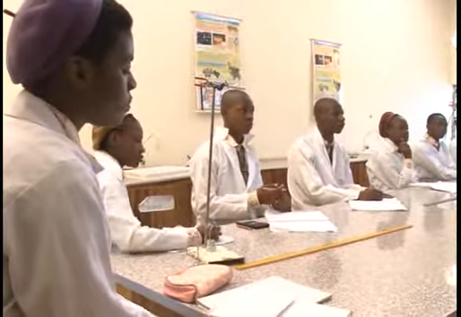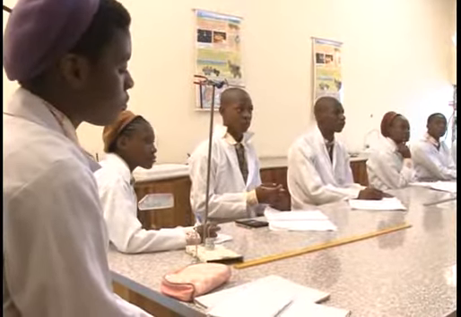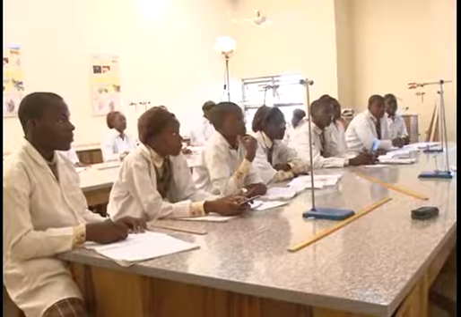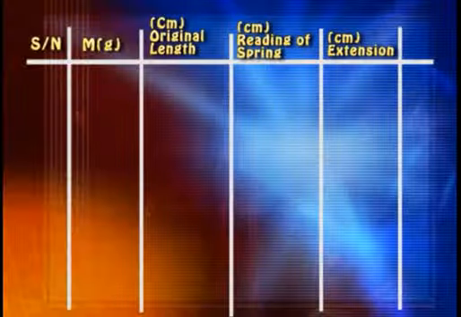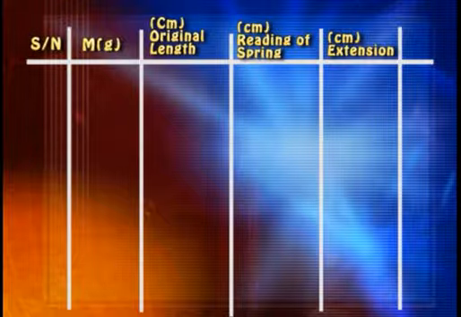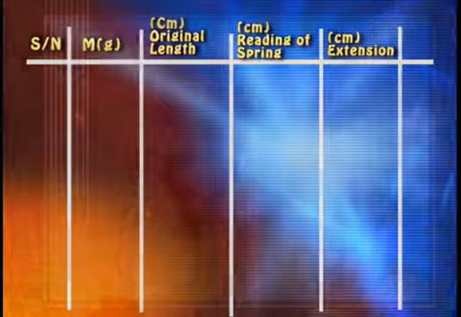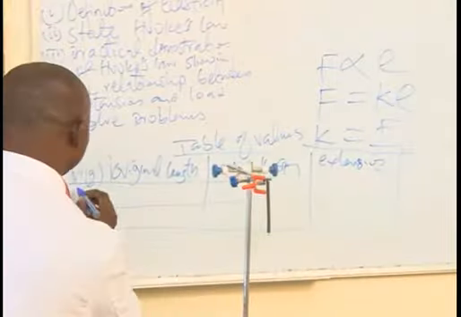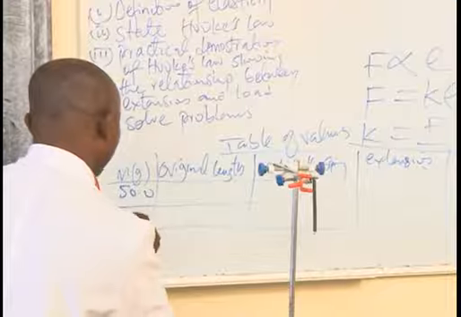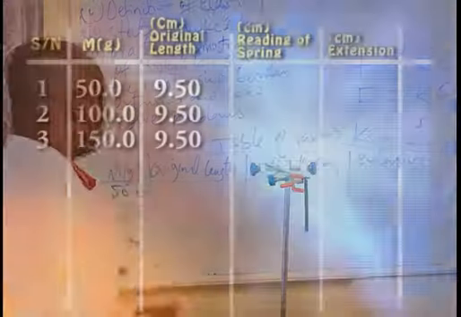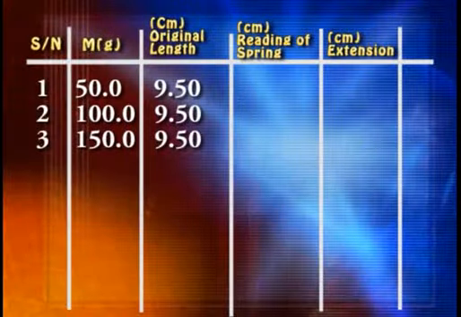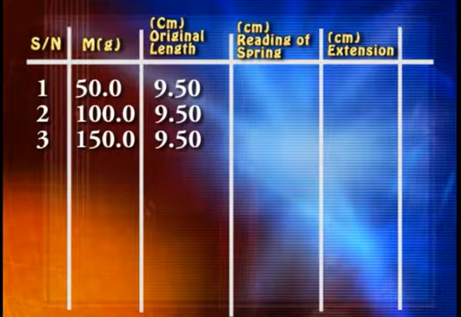This will take us to the table of values. Here you have the masses in grams. This is the original length. And after the original length comes the reading of the spring. Then after that we have the extension. All these are in centimeter except the mass. Let's assume that these are the masses given to you. This is 50 grams, 100 grams, 150 grams, as the case may be. The original length is fixed. As you can see, the original length is fixed, 9.5 centimeter.